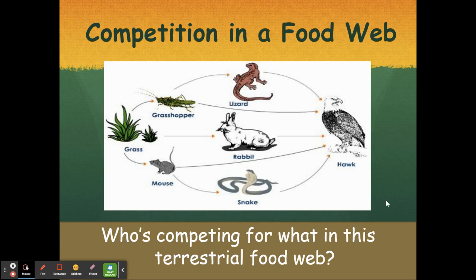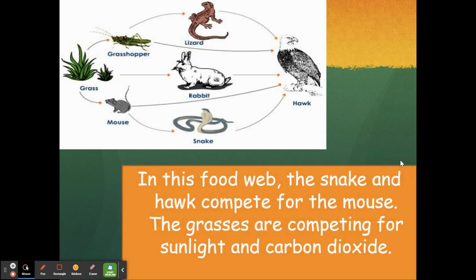I want you to take a look at the different animals. Who is competing for what? Okay. If we take a look at this, you're going to see the snake and the hawk, okay, are both competing for the mouse. Do you see the arrow here from the mouse? Okay, its energy is being split between the hawk and the snake. That means the hawk and the snake are in competition to get that energy from the mouse, to eat that mouse. Okay, and just like what we were talking about before, we know that the grasses are competing for sunlight.